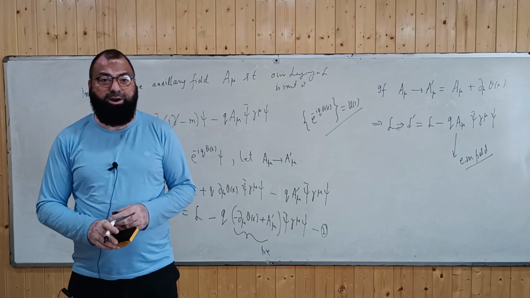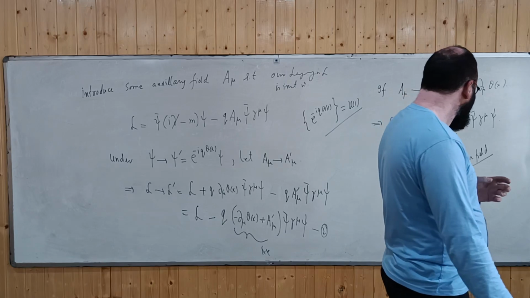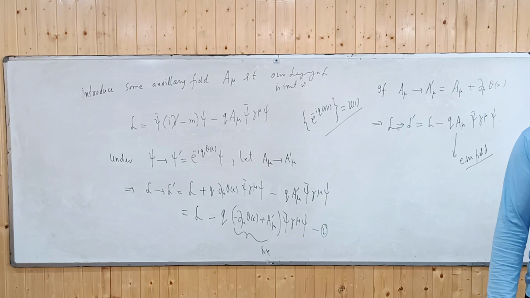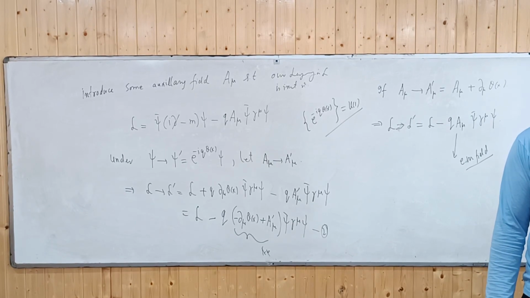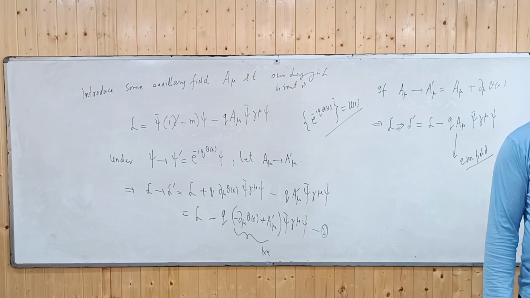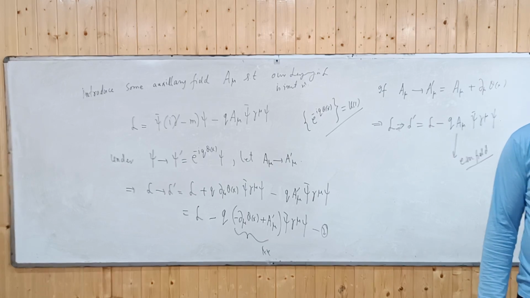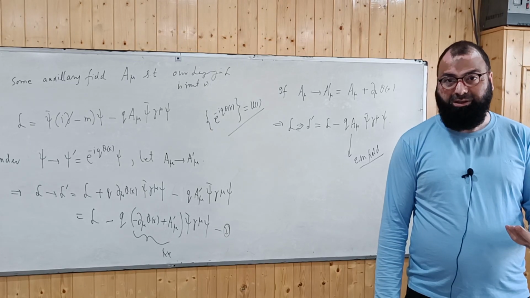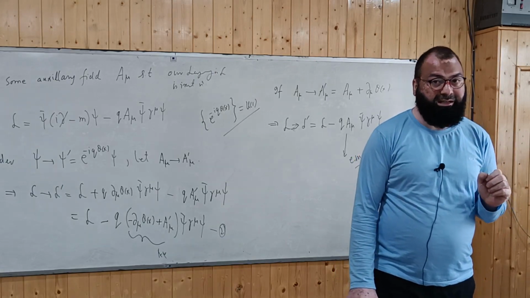Okay, so let's summarize what we have done. We started with a global U1 symmetry, or a global phase rotation, and we saw our free fields are invariant under this very transformation. Next, we made this global transform a local U1 transformation, or local phase rotation. Under this local phase transform, the free fields do not remain invariant, or the free Lagrangians do not remain invariant. Clear?